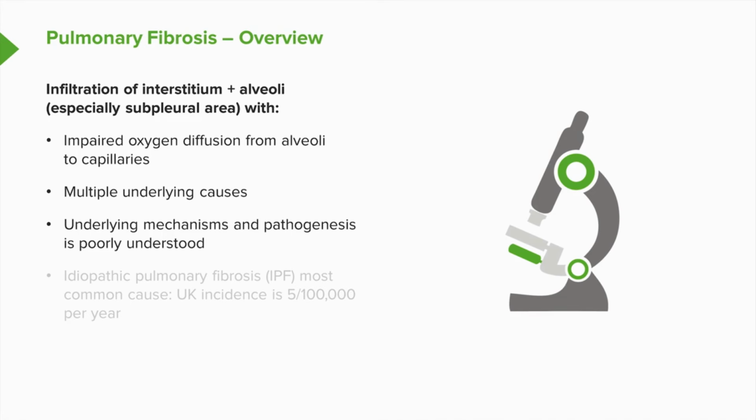It's commoner in patients who smoke and in patients who have had occupations where there's been dust exposure, suggesting there is some form of environmental insult that underlies why these patients might develop disease. In the United Kingdom, the incidence of idiopathic pulmonary fibrosis is 5 people per 100,000.